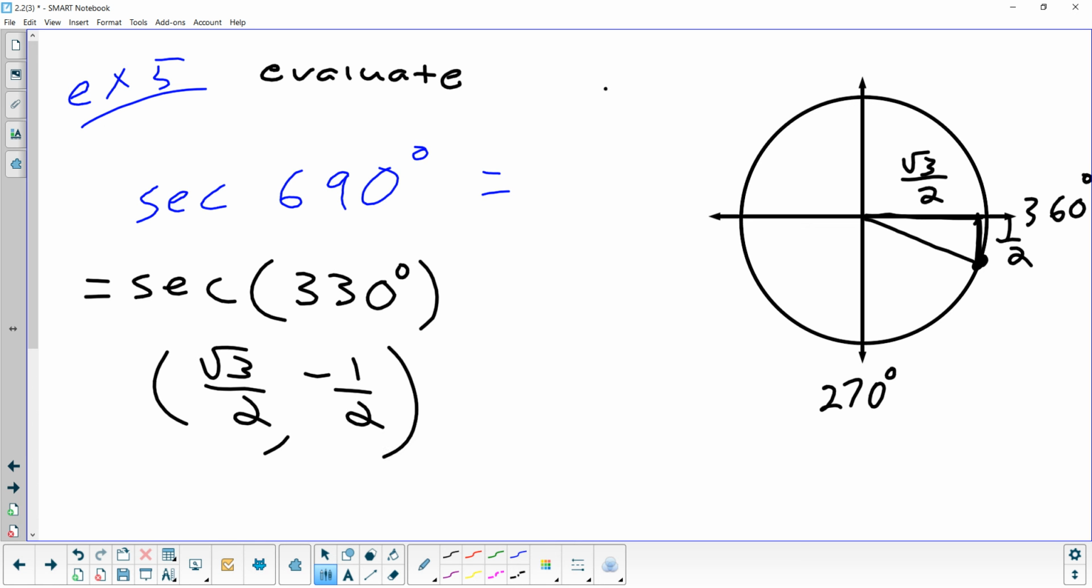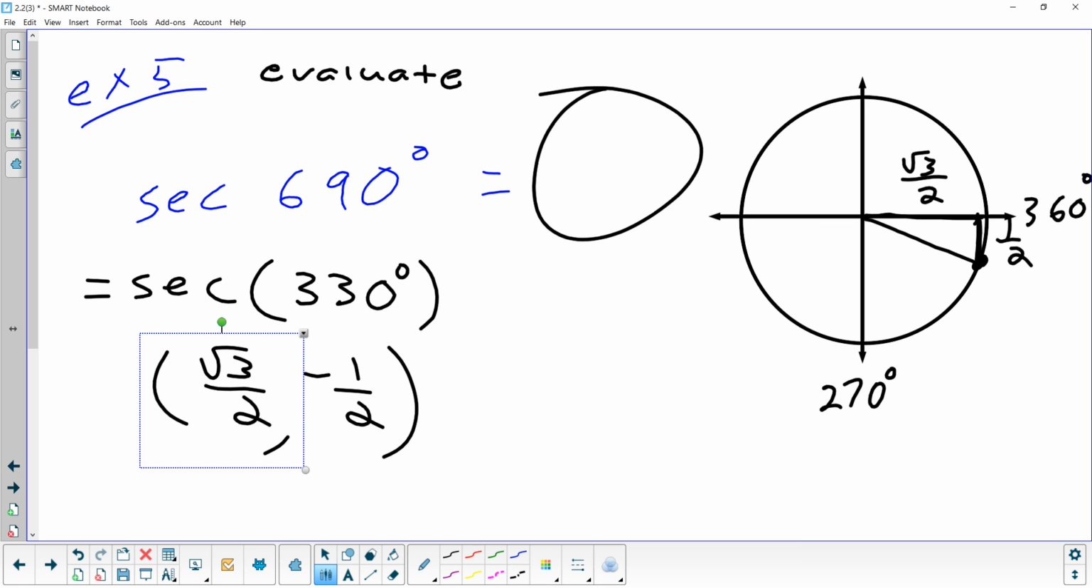And they want to know the secant. So which one do we flip to get secant? Pete? X. Yep, good job. We're going to flip the x. And that's going to give me 2 root 3 over 3, when we flip it and fix it.